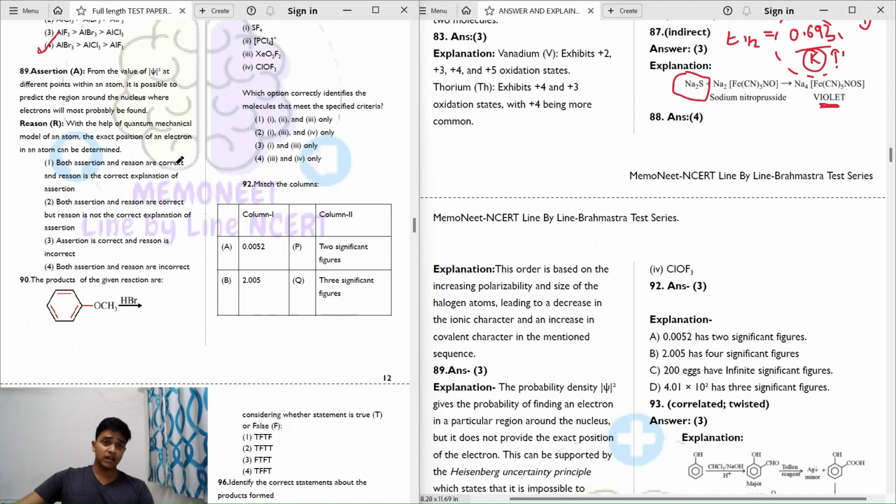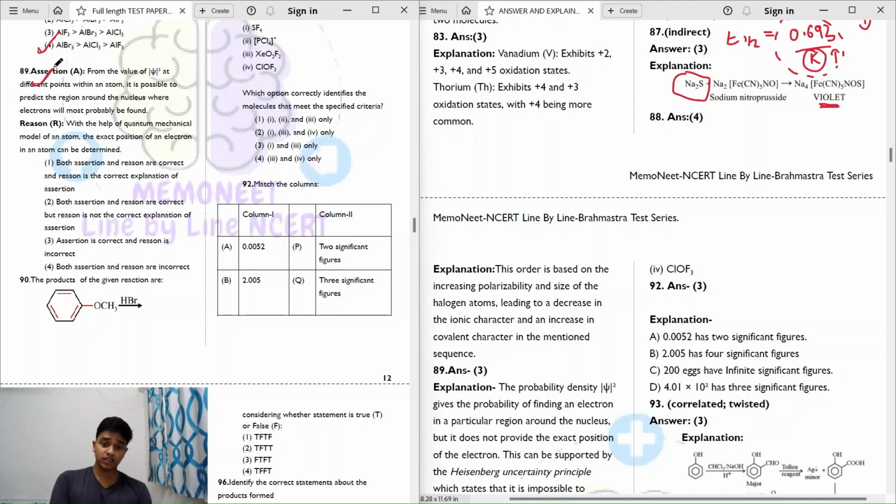Moving on to the next question, we have an assertion reasoning type question. The assertion says from the value of psi square at different points within an atom, it is possible to predict the region around the nucleus where electrons will most probably be found. Okay, so we discussed in the first question of chemistry in this test that the value of psi square, which is the probability density function, gives us the probability of an electron being present in a given region. So the assertion statement is correct.